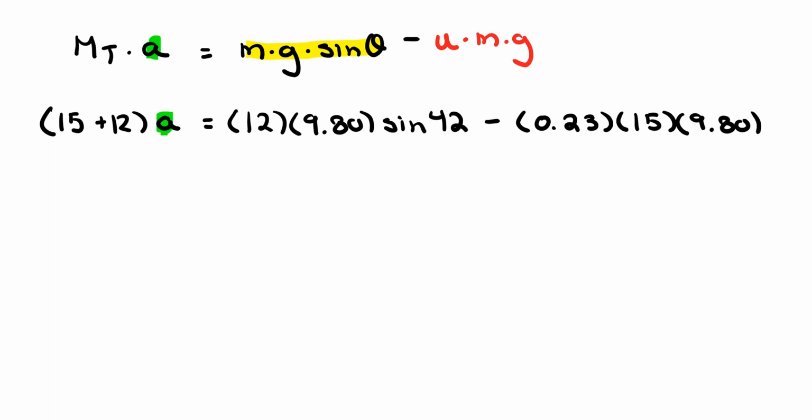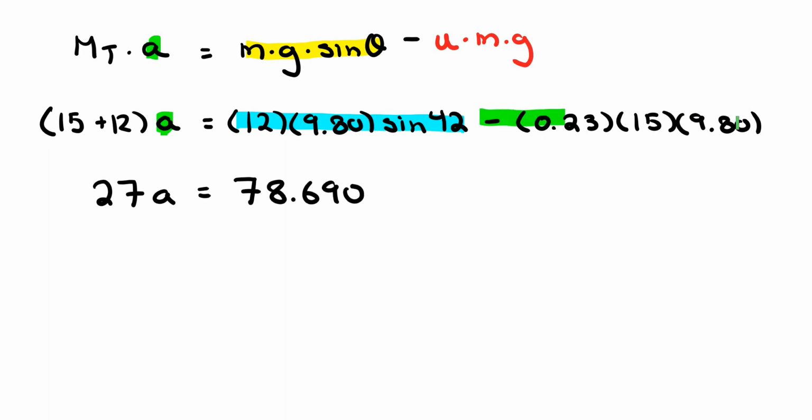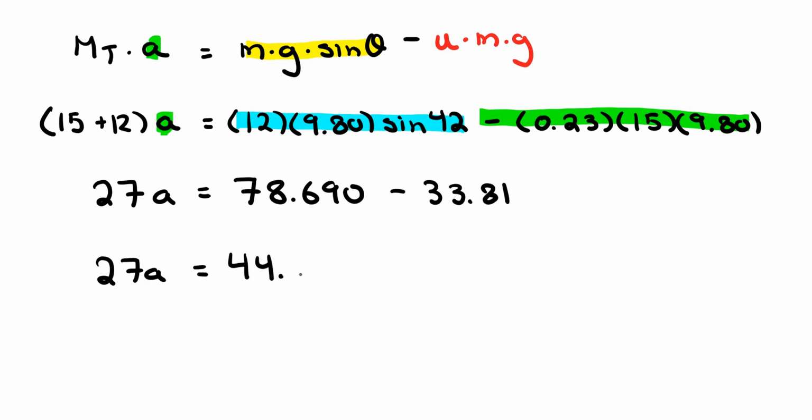And let's just go ahead and do the math here. So 15 plus 12 is going to be 27. So 27a equals... And then if I multiply this out, we get a value of 78.690. And then if I multiply this out, we get a value of 33.81. So 27a equals... And then if I subtract those two numbers, I get 44.88. And then if I divide both sides by 27, I get 1.662 meters per second squared. So that is the acceleration for this particular system.